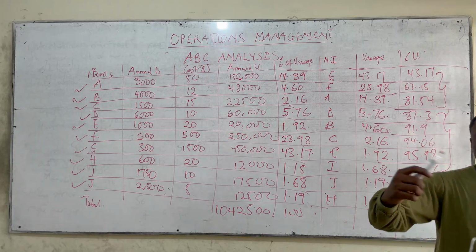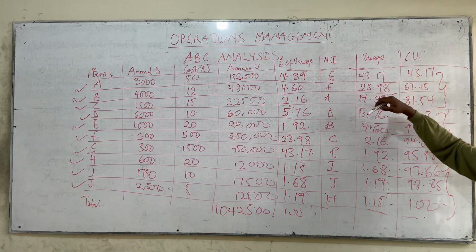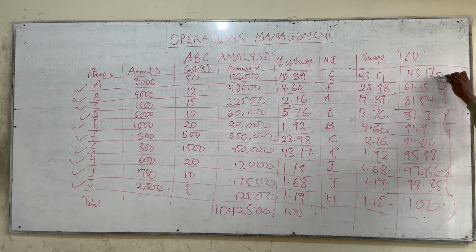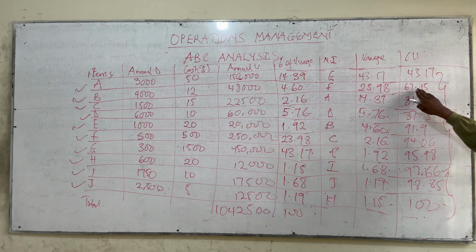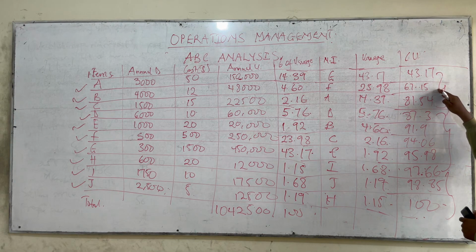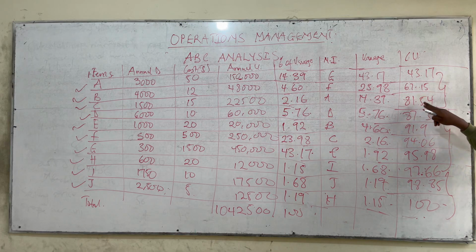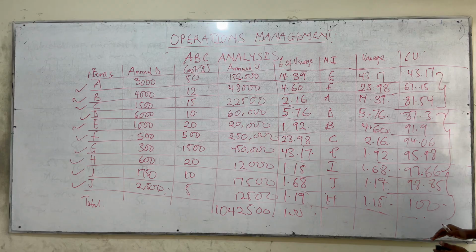So here we have been able to find our cumulative usage. To find your cumulative usage, you just have to start with this. You see 43.17. You add the 43.17 to 23.98 and you get 67.15. Hope you are getting the point. 67.15 plus 14.39, you get 81.54. So that's how you have to go about them.